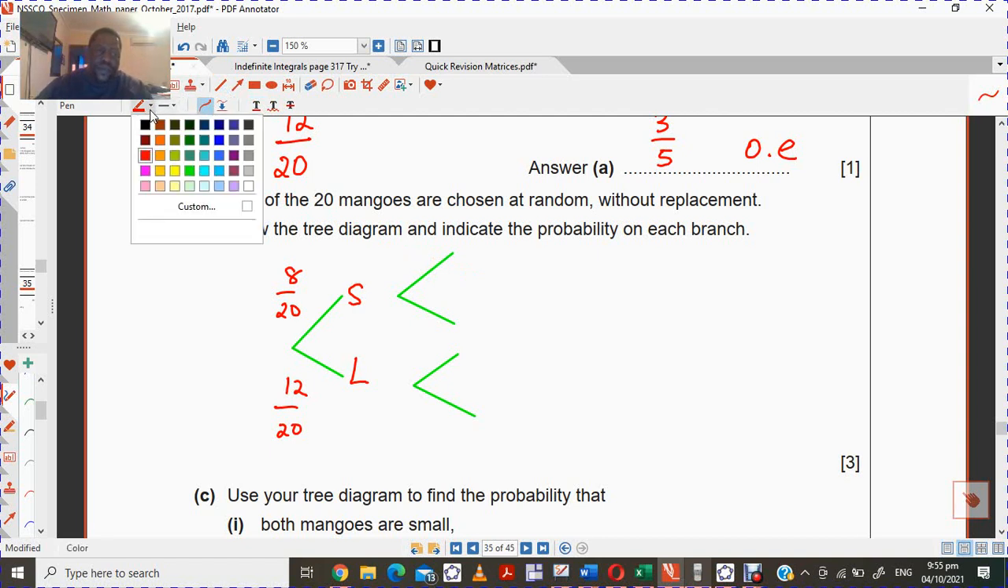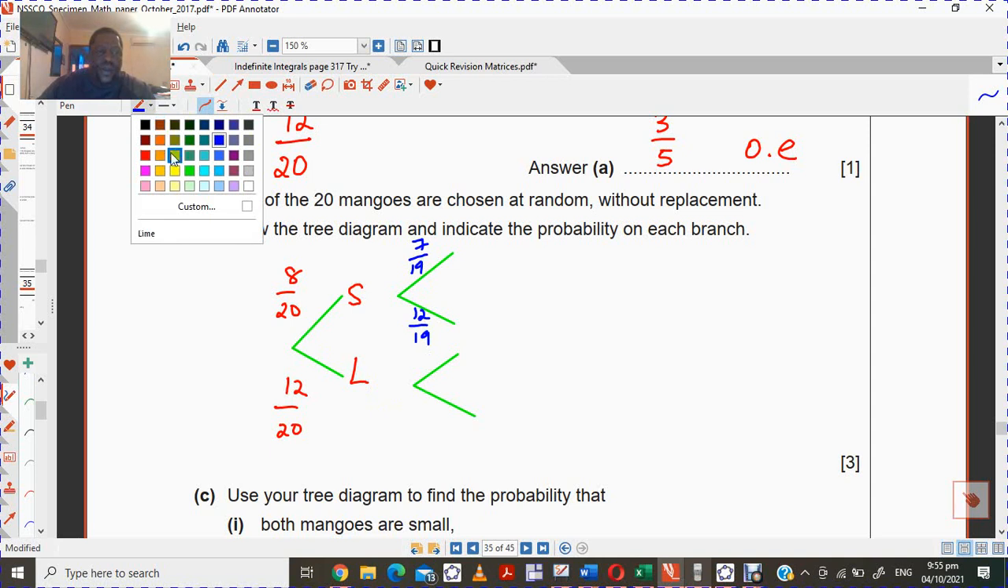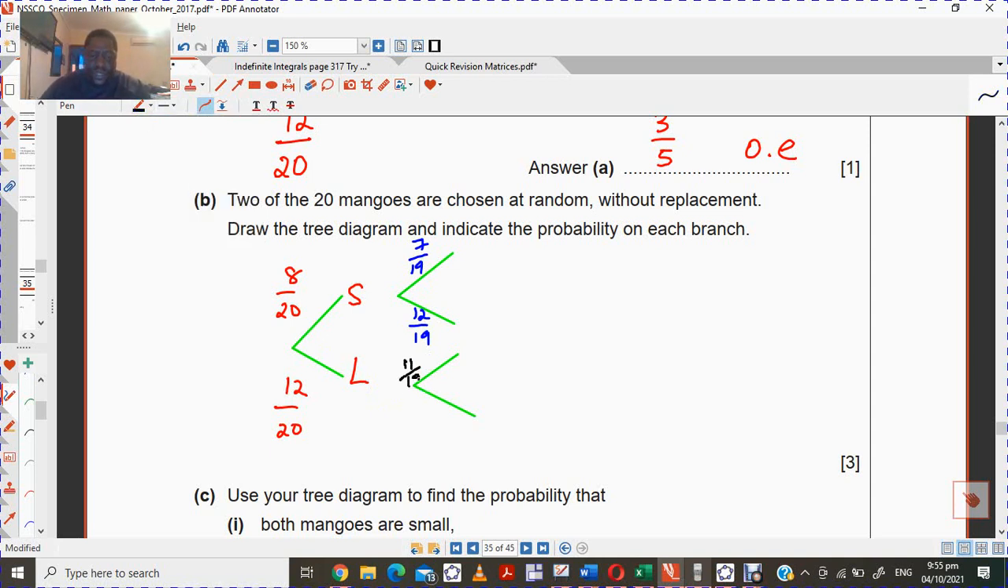If you take, for example, a small one, then this is going to be 7, and you're not putting it back, so it will be 19. The other one will still remain 12 over 19. If you add 7 over 19 plus 12 over 19, you should get 1. If you remove a large one, it will be 11 over 19, and then this one will still remain the same. No, it's not 11. My goodness. Let's put our S and L back. When you take out a small one, we leave the small ones as 8 over 19, and the large is going to be 11 over 19. So 11 over 19 plus 8 over 19 will give you 1. That's basically what you were supposed to do there.